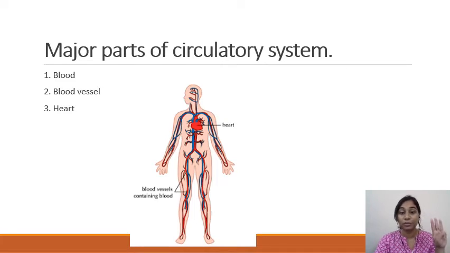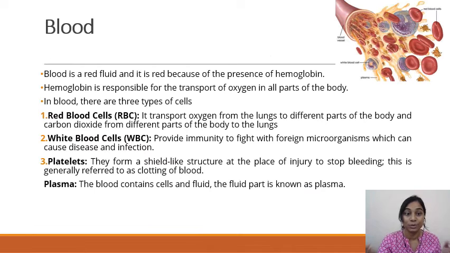There are mainly three parts of the circulatory system: blood, blood vessels, and the heart. In the picture we can see, we are all familiar with the term blood. Blood is red in color. It is red due to the presence of hemoglobin in it. Hemoglobin combines with oxygen and is mainly responsible for the transport of oxygen to all parts of the body, to each and every cell.